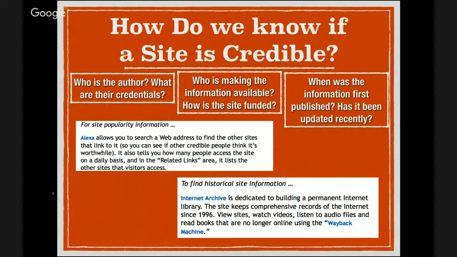So to find historical site information, there's another one. So you want to find the background. How long has it been there? The Internet Archive is dedicated to building a permanent internet library. So the site keeps comprehensive records of the internet since 1996, views sites, watch videos, listens to audio files, and read books that are no longer online. So you can go back to something called the Wayback Machine if you're working on history and looking at what's there, although the history isn't that far behind. So you're probably not going to want to use that. But the Internet Archive really lets you see how long these records have been there. So if you can't find the site or know when it's begun or where it started, there are some ways to go around and do that.